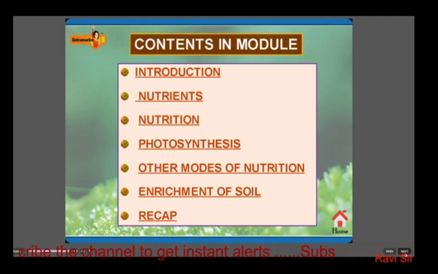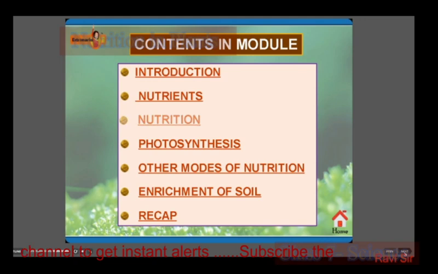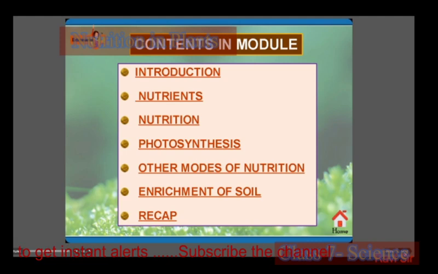In this module, we will introduce you to nutrition in plants. The topics that will be covered here are nutrients, nutrition, photosynthesis, other modes of nutrition, enrichment of soil, and at the end, we will summarize the chapter.